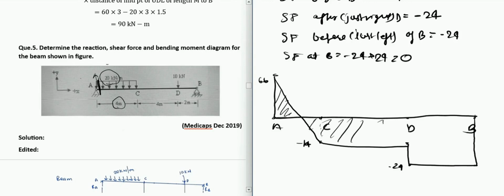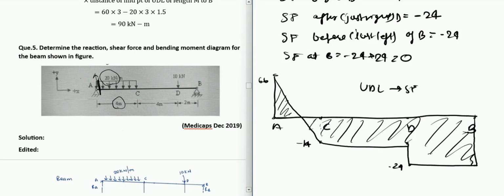So as you could have seen, wherever there is no UDL and there are just point forces, we have given a constant line, and as you can see here and here, constant line, and whenever there is UDL, we have given it as an inclined line. So that is just a concept you need to understand, that whenever there is a UDL given, the shear force diagram will be an inclined line, and whenever there is not, there will be a constant line.